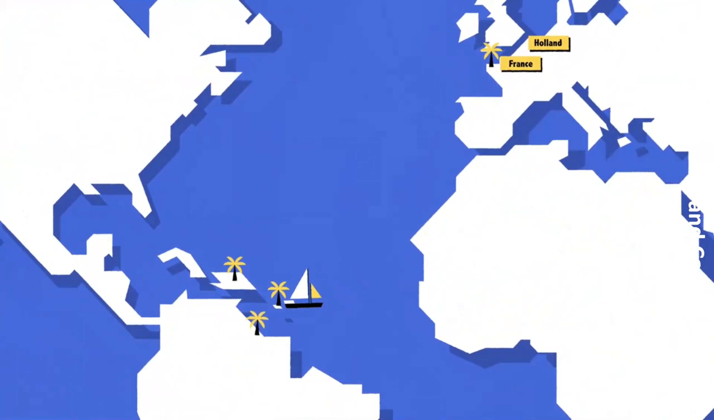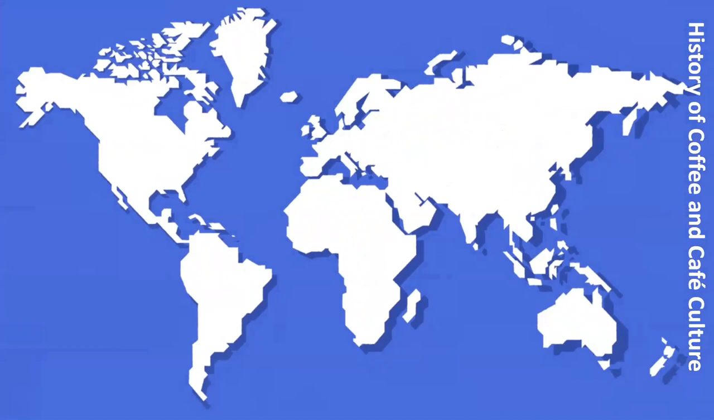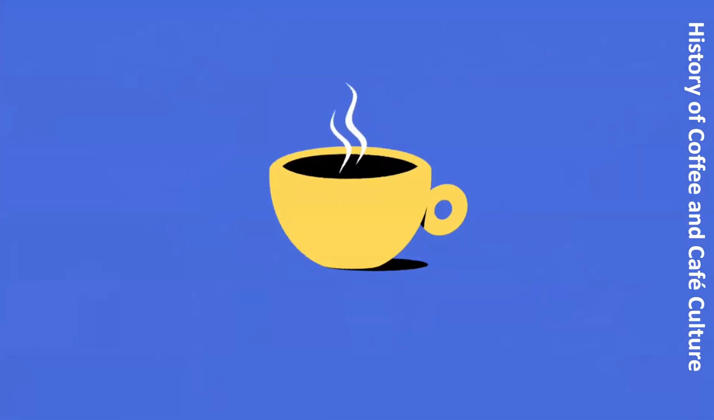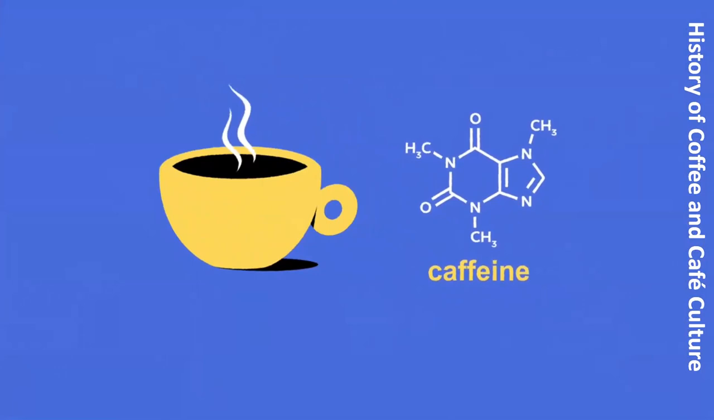Today, coffee is consumed in all parts of the world, and it's become one of the most popular beverages in the world. Part of the reason why coffee is so popular is because it makes us feel energized. The reason coffee makes us feel so alert is because it contains caffeine, which is a stimulant. Caffeine makes us more alert by altering normal biological mechanisms responsible for making us fall asleep.